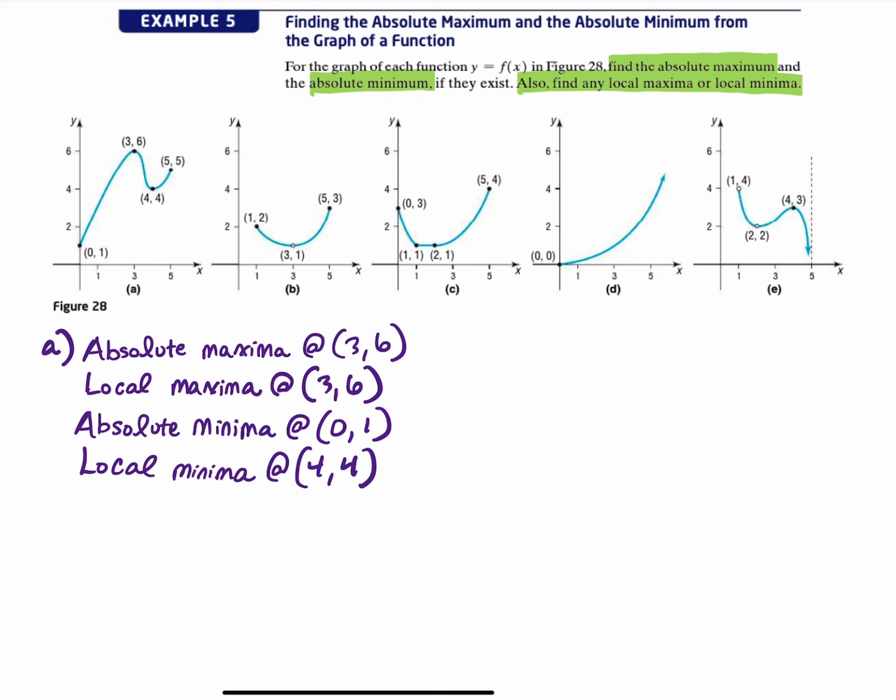All right, let's look at B. Do we have an absolute maximum? Yeah, it looks like at the edge, that'll be the highest point on our function. So I'll say absolute maxima at 5 comma 4. Or I'm sorry, at 5 comma 3. I was looking at the wrong one. So over here.